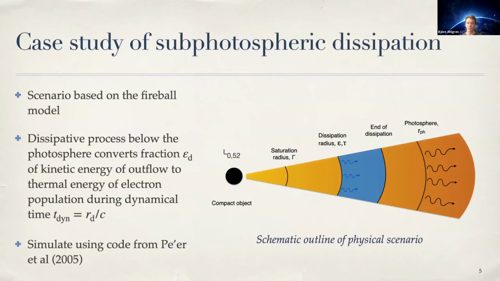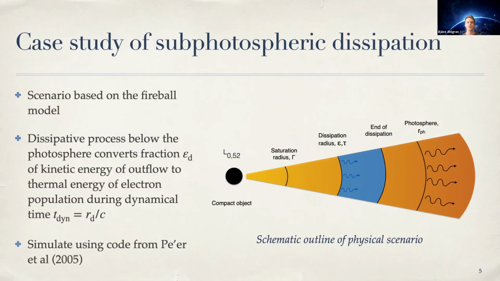It's a model for sub-photospheric dissipation. It's a scenario based on the fireball model. Asaf went through this very well yesterday. But in the case study here, essentially, we assume some general dissipation or heating mechanism that transforms some of the kinetic energy of the outflow, some fraction epsilon d of that, into thermal energy for the electrons. These then interact with the photon field below the photosphere, and at the photosphere, the spectrum decouples.